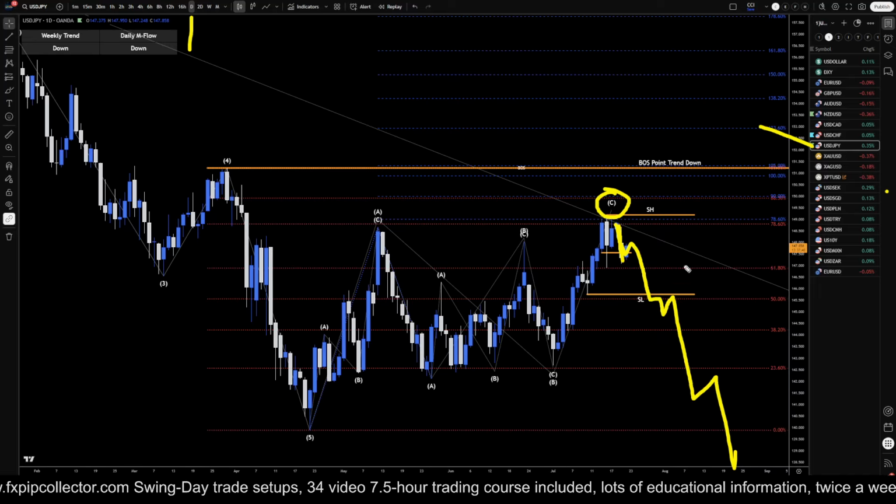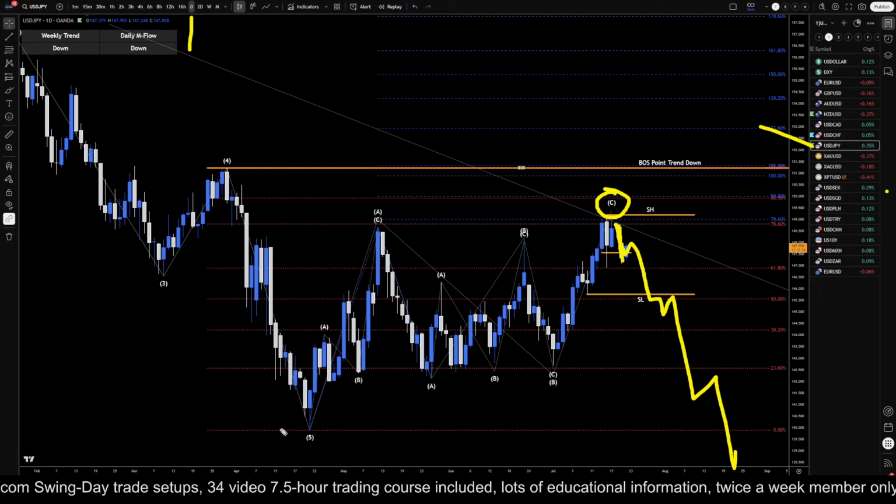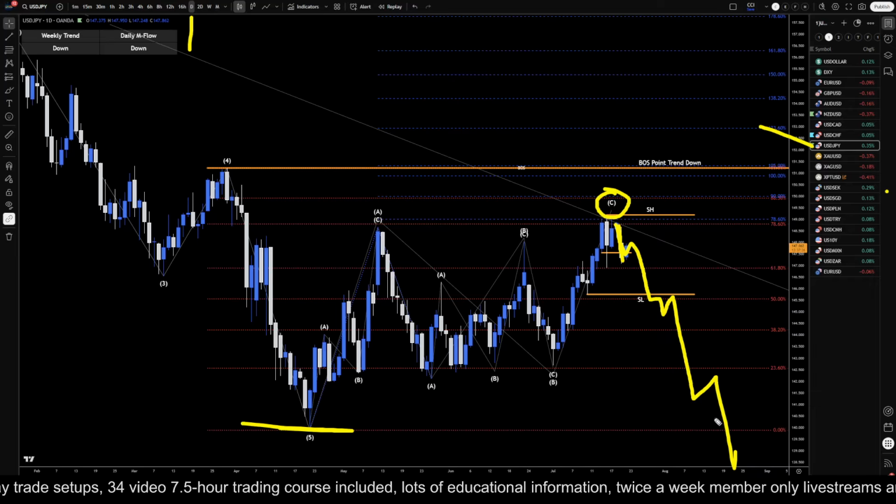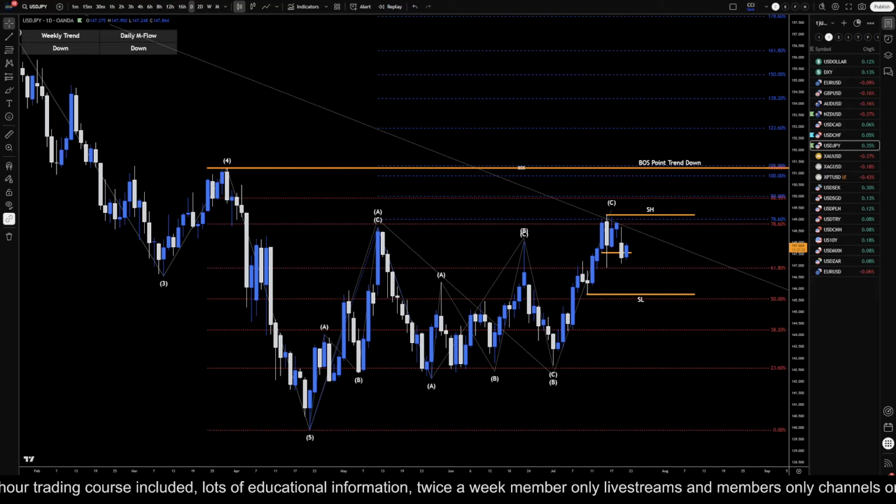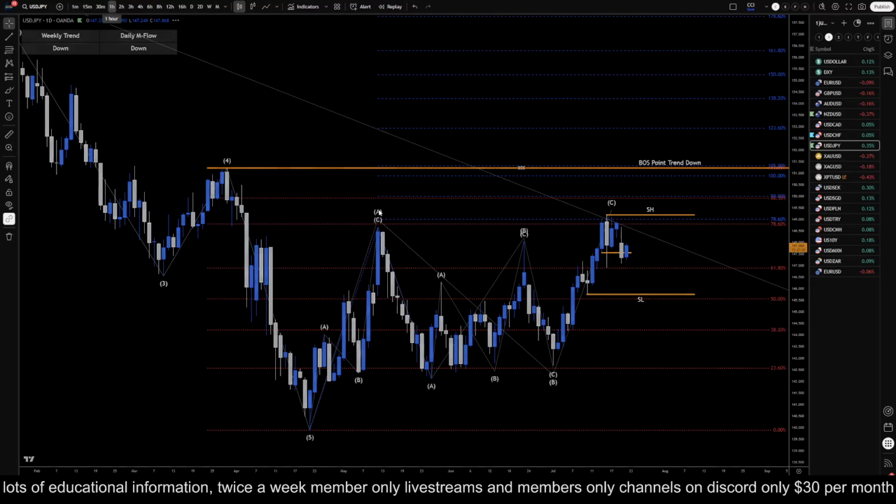If it does anything besides turn into an impulsive downtrend and go down and take out these previous lows, then we may have to scratch the idea of this being an ABC correction. As of right now, it definitely looks like it isn't over and that it is starting a new downtrend.